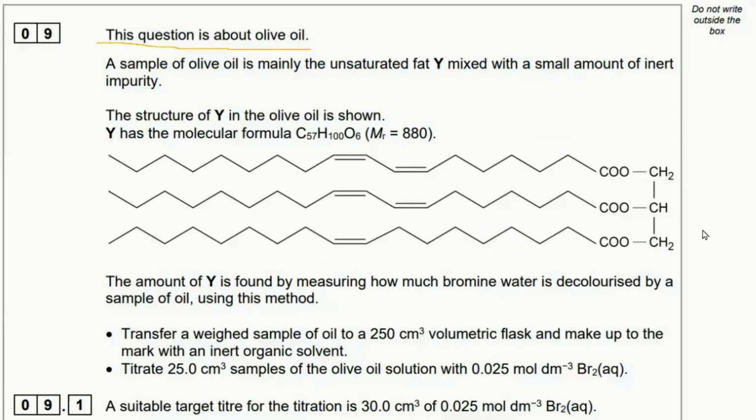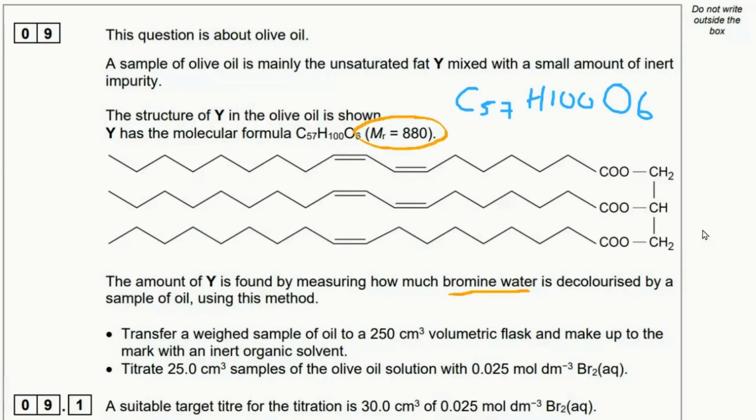This question is about olive oil. So let's get into it. A sample of olive oil is mainly the unsaturated fat Y mixed with a small amount of inert impurity. The structure of Y in the olive oil is shown. Y has the molecular formula C57H100O6. The Mr is 880.